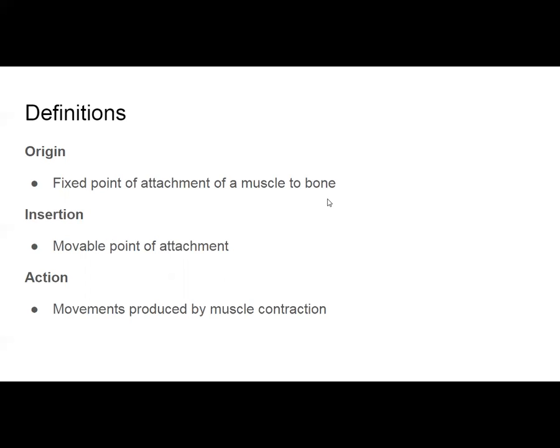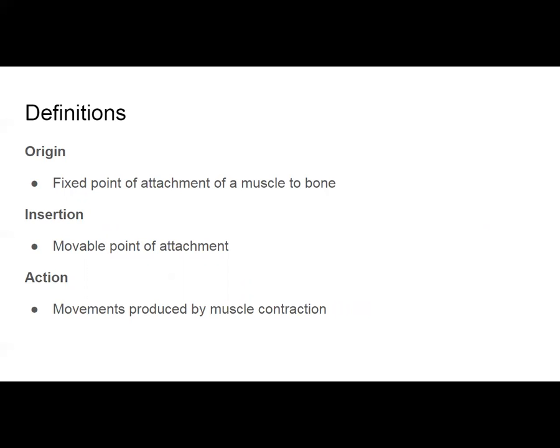So more terms, you have the origin, which is a fixed point of attachment of muscle to bone. And then you've got an insertion, which is a movable point of attachment, okay? So in order to have movement, your muscles have to attach to the bone in at least 2 places, okay? And one of those points is said to be fixed and the other is said to be movable. And action is a movement produced by muscle contraction.